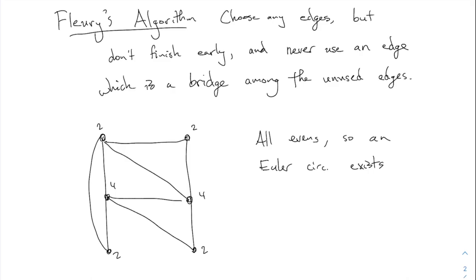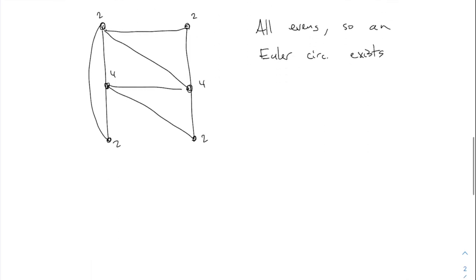Now, when you're finding an Euler circuit, remember we said this last time, you can start wherever you like. When you're finding an Euler path, you have to start at one of the odds and finish at the other odd. But for a circuit, you can start wherever you like. So just for fun, let's start at this one here. Let's start and end here, all right? That's not a requirement. Actually, you could start anywhere if you like, but I'm just choosing that one.